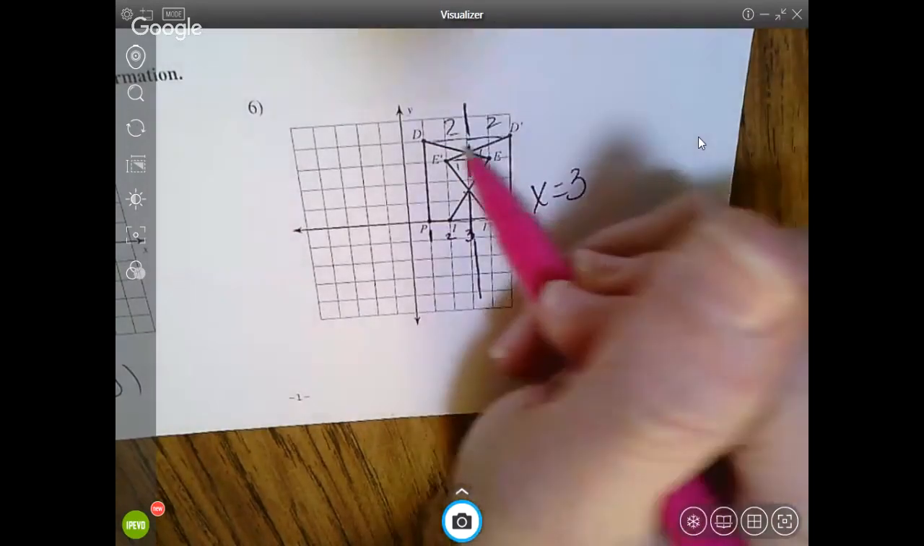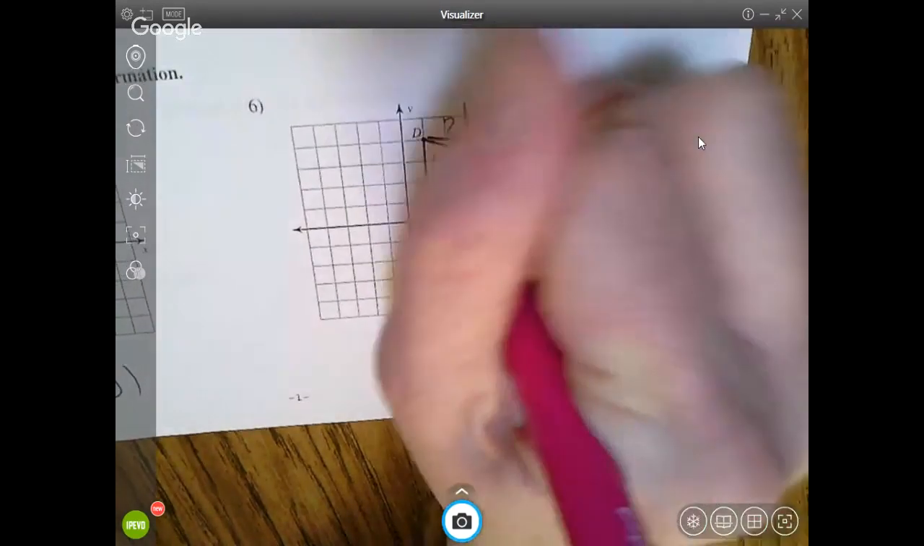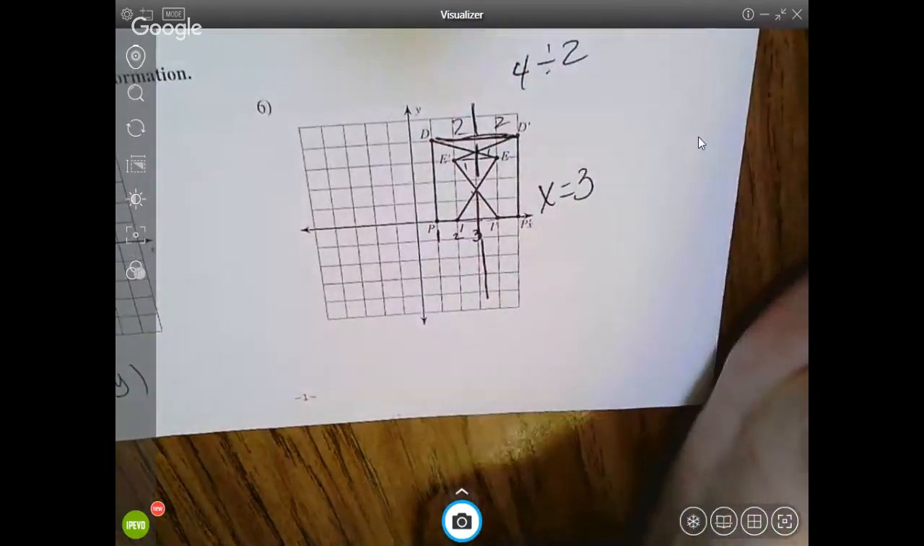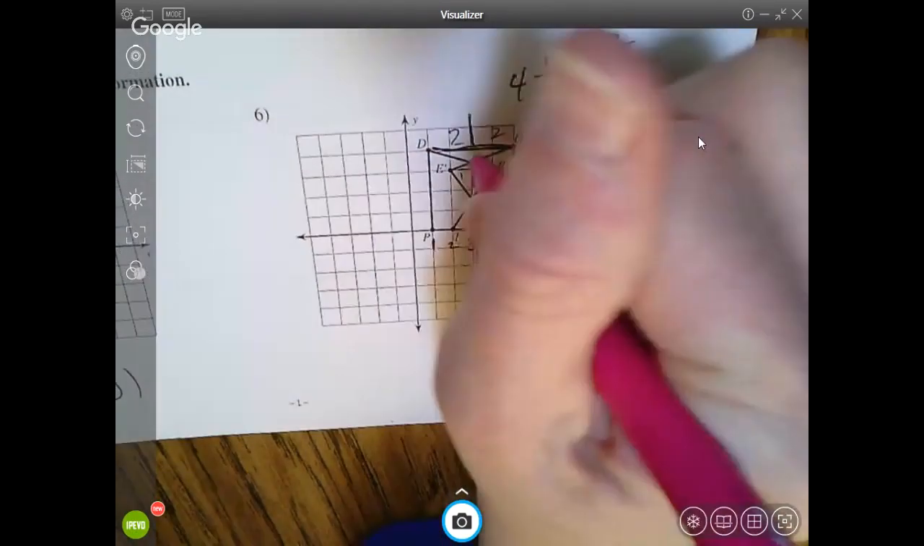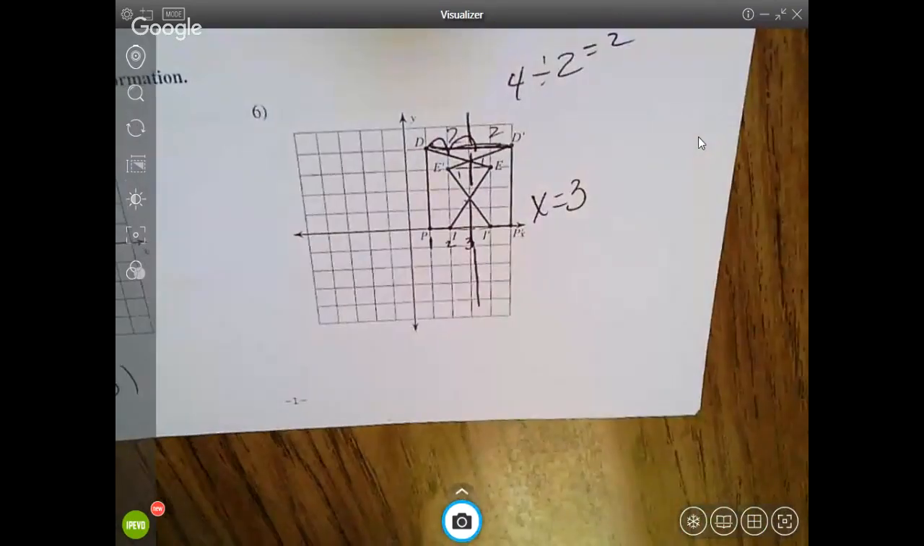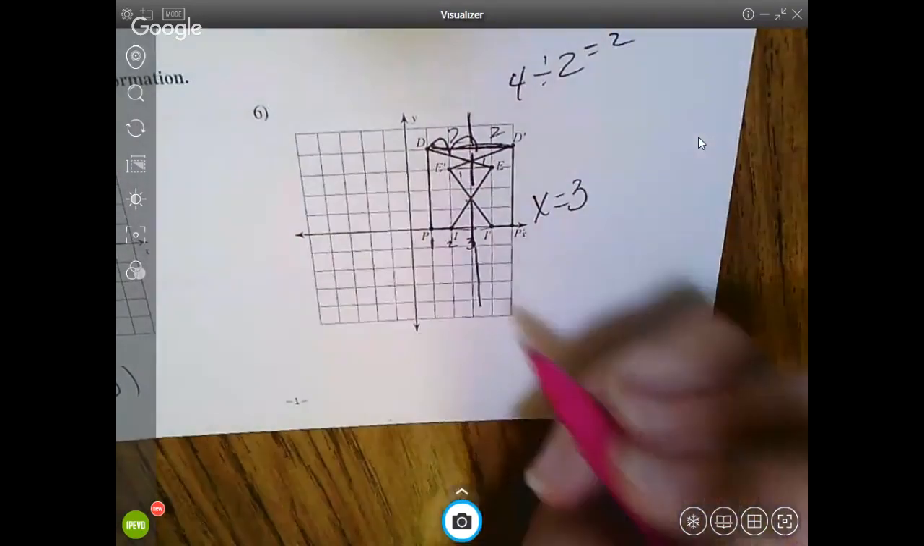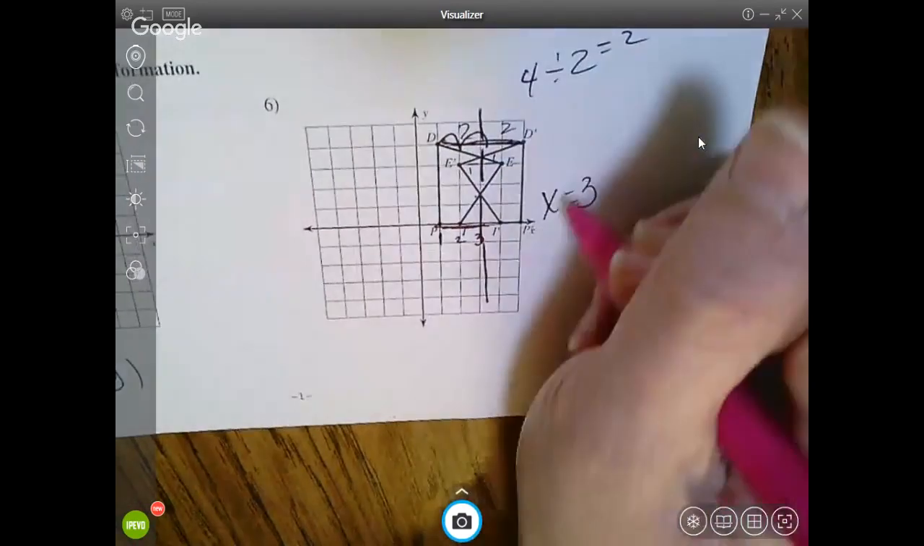How do we know where it's at? Well, you have to look. Remember, you were trying to find if this is 4. We know that the reflection is always halfway across. So 4 divided by 2 means I'm counting 2 spaces. 1, 2. So like here, it's 2.